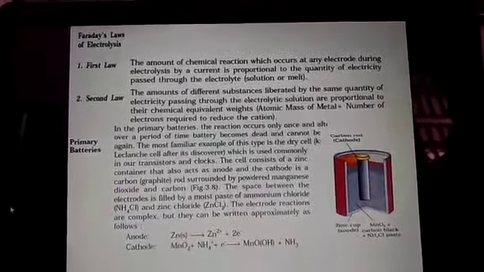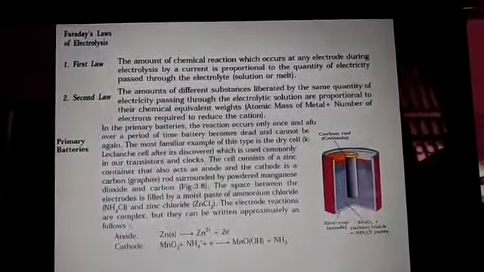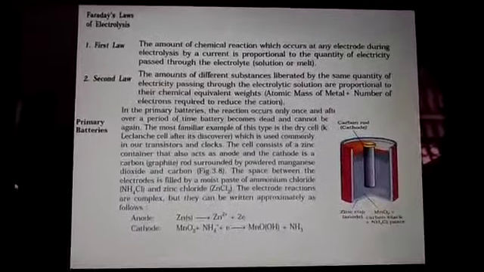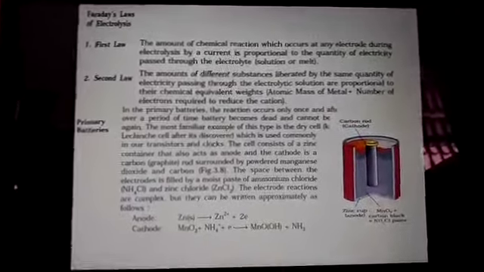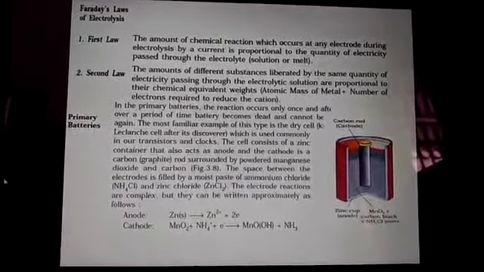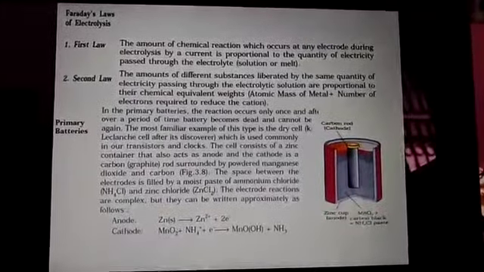Now in this case, MnO2 is reduced from +4 oxidation state to +3 oxidation state. Ammonia is not given out as a gas, but it combines with the Zn2+ ion, forming the complex [Zn(NH3)4]2+. The EMF of the dry cell is 1.25 to 1.5 volts.